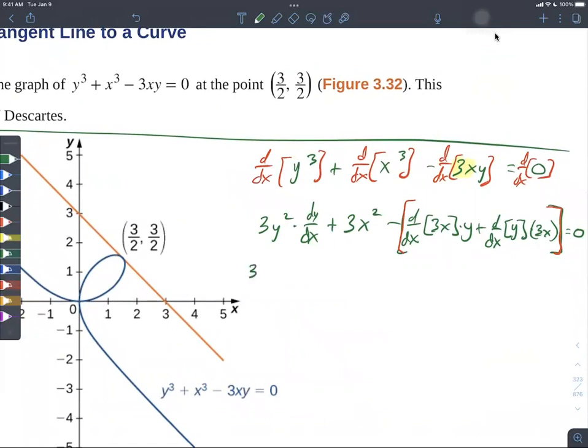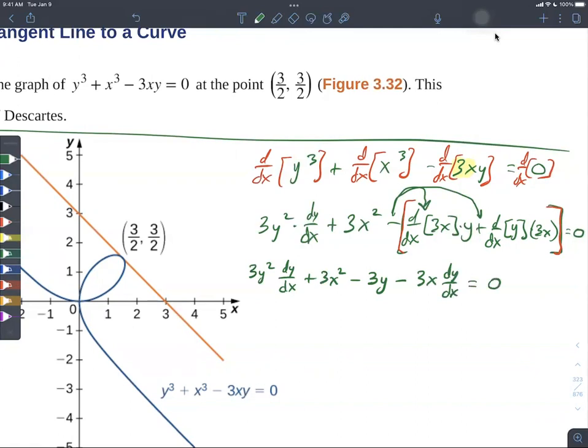Okay, so then let's go ahead and simplify here. We have 3y squared dy/dx plus 3x squared minus the derivative of 3x with respect to x is 3. So we have minus 3y. I'll apply the negative at the same time. And then I'm going to apply the negative here. And then we have minus 3x, and then the derivative of y, that usually gets put last, so we'll put it at the end, dy/dx equals 0.